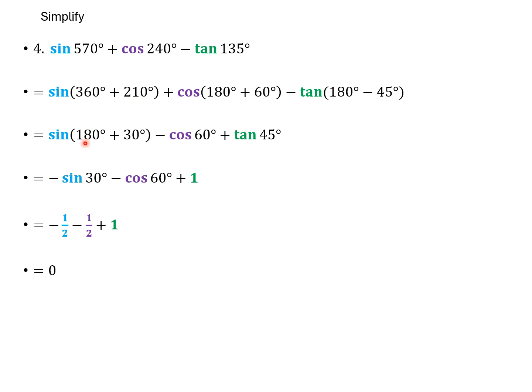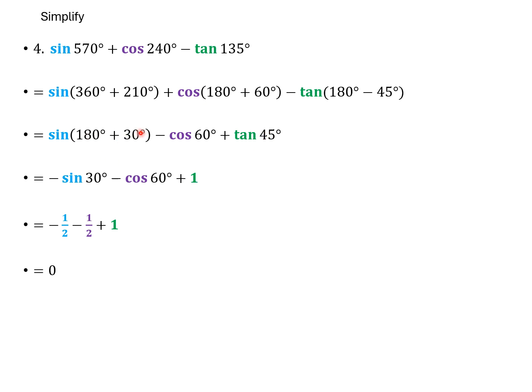And 210 is the same as saying 180 plus 30 gives me 210. 180 plus 60 falls in the third quadrant where cos is negative, so therefore it becomes negative cos 60 degrees. 180 minus 45 is in the second quadrant where tan is negative. Negative times negative becomes positive. I'm left with tan 45.